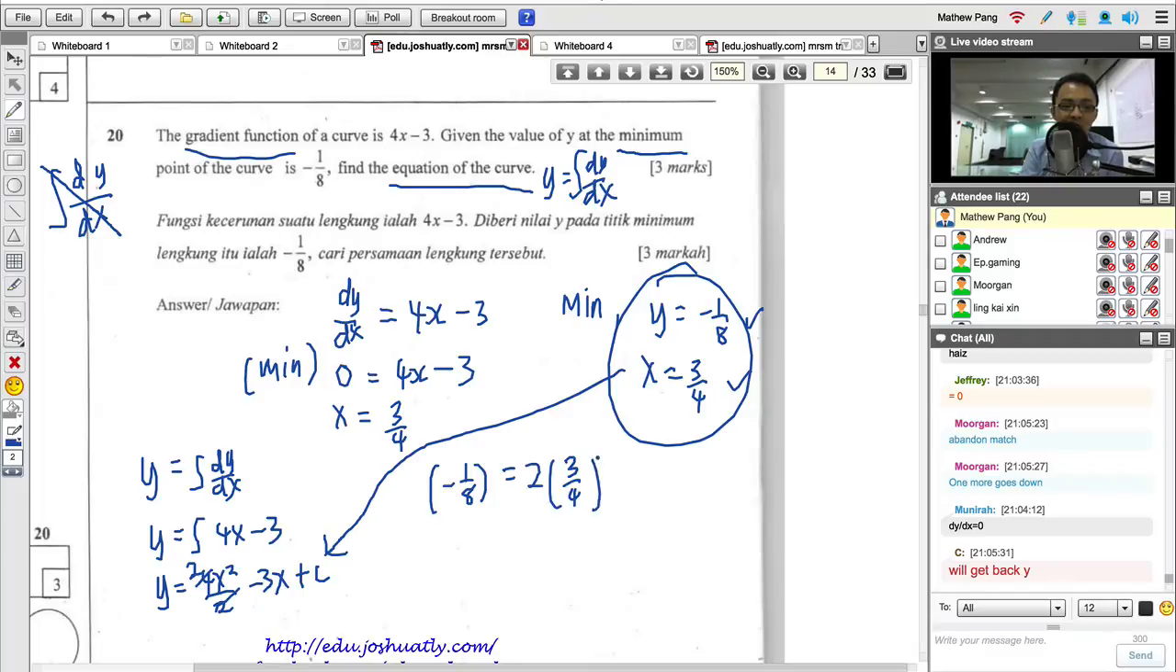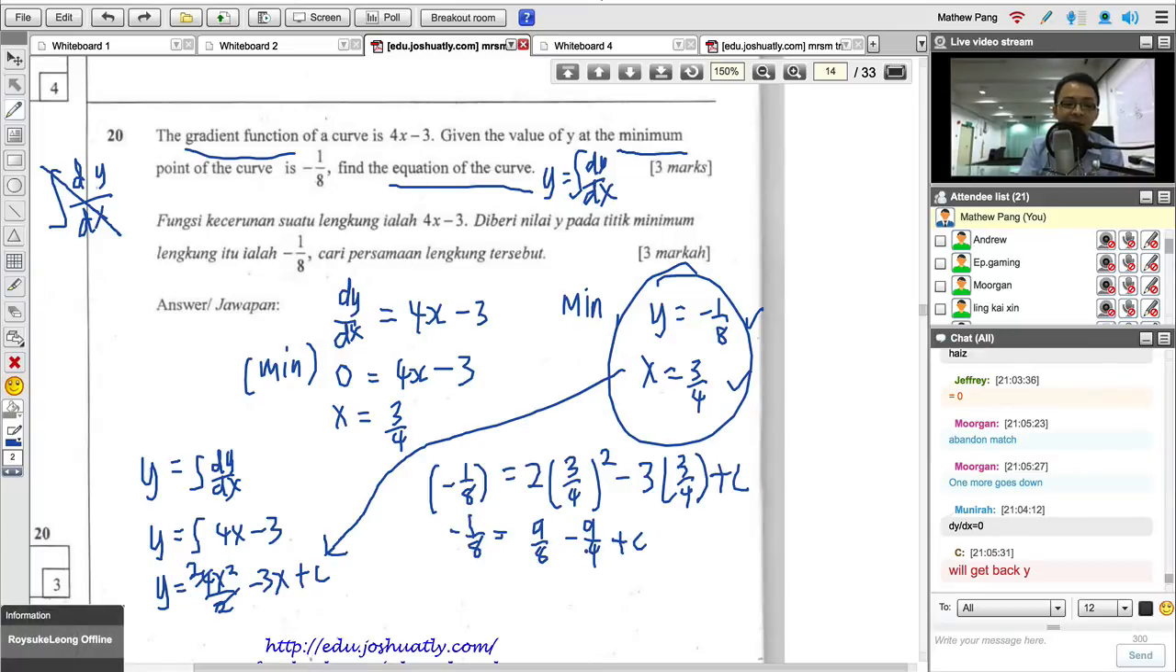All right, solve this one, we can get c. Just let me solve very fast. Okay, this is 9/16, 9/16 times 2 is 9/8. So 9/8 minus 9/4 plus c equals -1/8. Then this one is giving -9/8. -9/8 plus here will be 9/8... so it will be 8/8, which is 1. Yes, c equals 1. I hope my calculation is correct, just lazy to press the calculator. So this is y equals 2x squared minus 3x plus 1, the equation of the curve. Done. 3 marks.